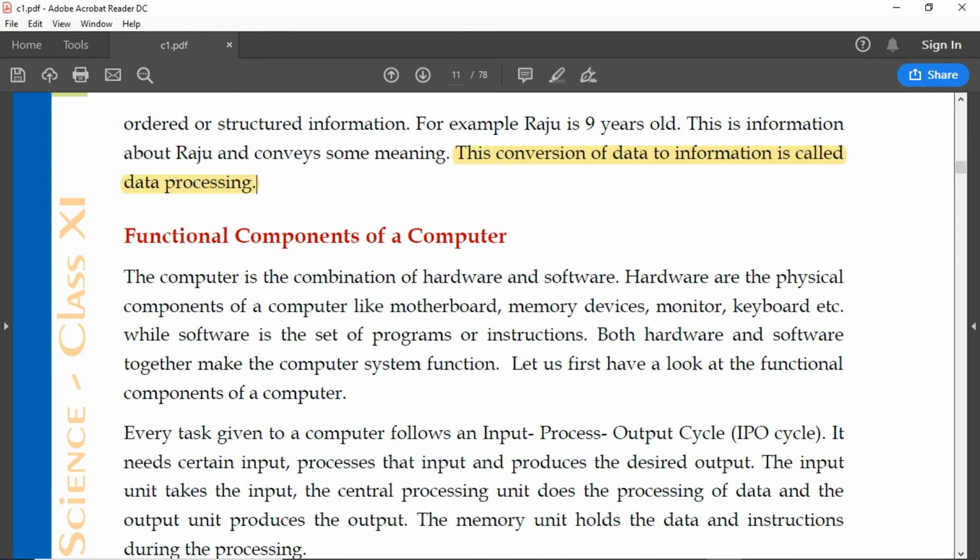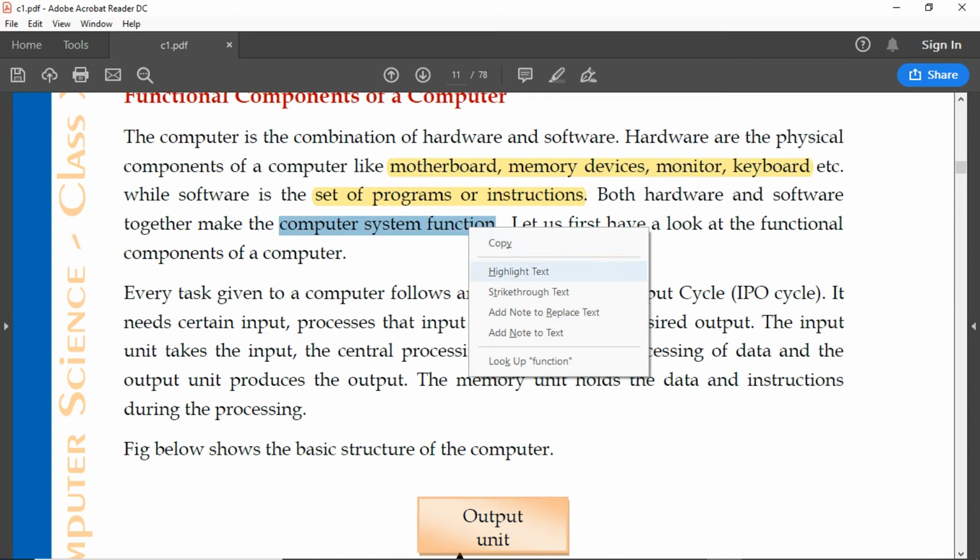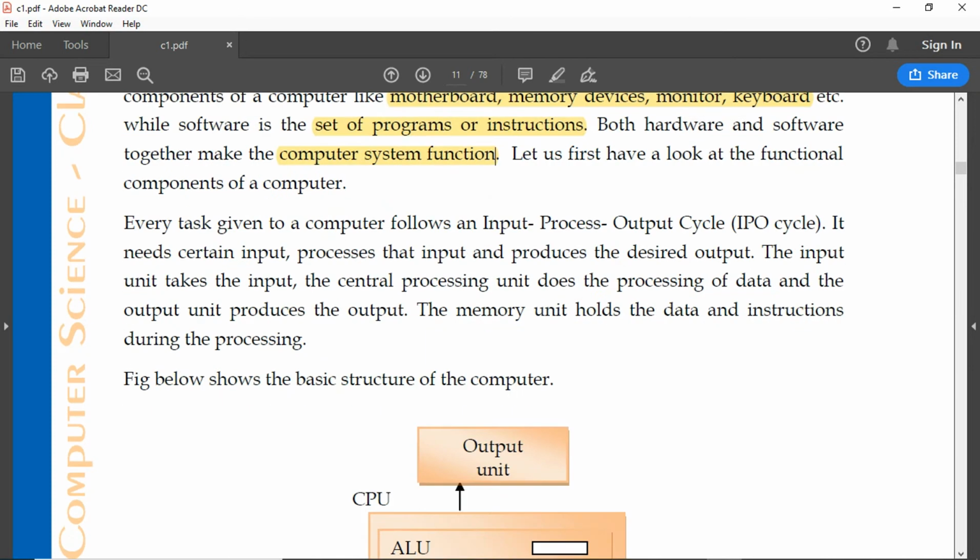Functional components of a computer. The computer is the combination of hardware and software. Hardware are the physical components of a computer like motherboard, memory devices, monitor, keyboard, etc. While software is the set of programs or instructions. Both hardware and software together make the computer system function. Let us first have a look at the functional components of a computer.